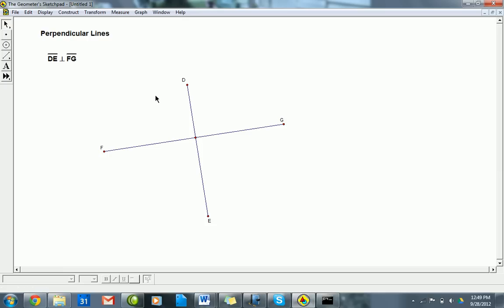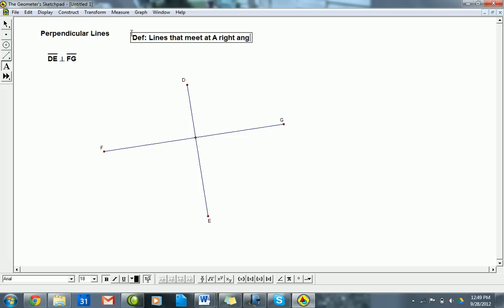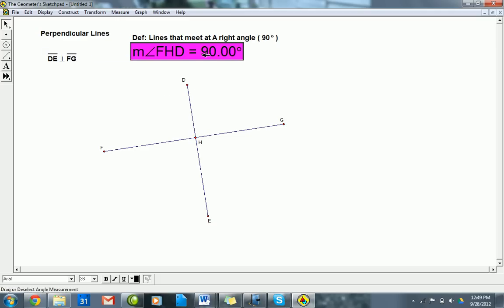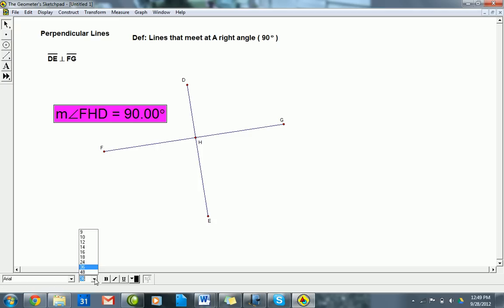DE is perpendicular to FG, and what perpendicular means by definition is they meet at a right angle. So the definition: lines that meet at a right angle. Of course, a right angle is 90 degrees, right? So here we could verify that. I'm just going to measure this angle right here, let's say. It doesn't matter which one. You'll see why. F vertex D. I'm going to measure that up, and yeah, we get 90 degrees. Okay, so that angle is indeed 90.